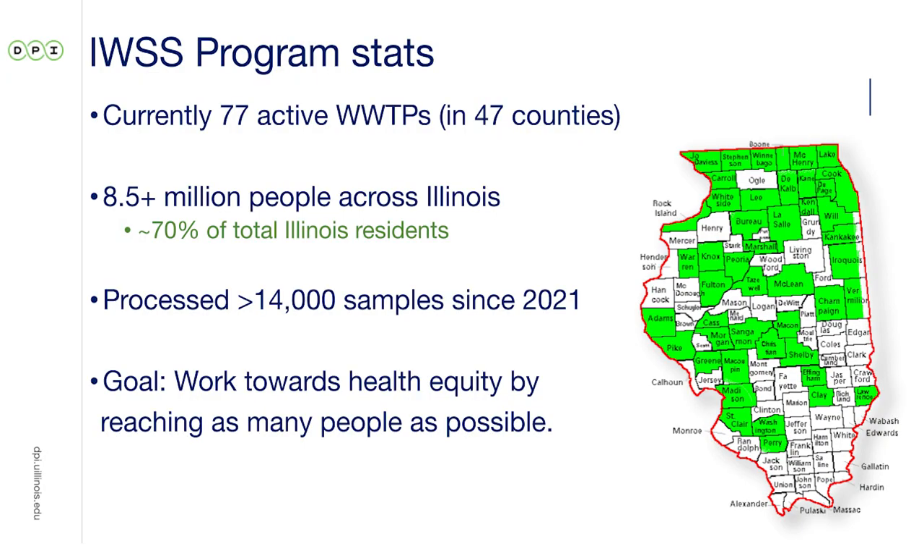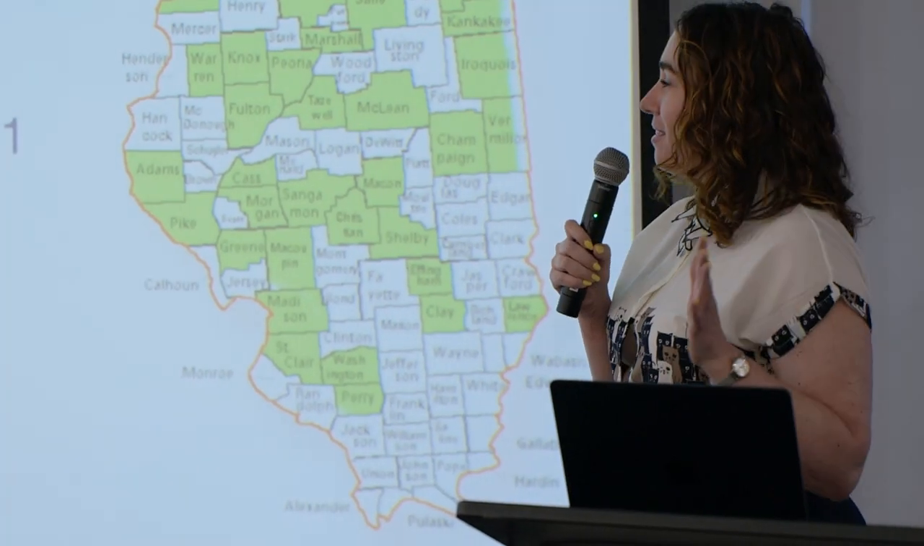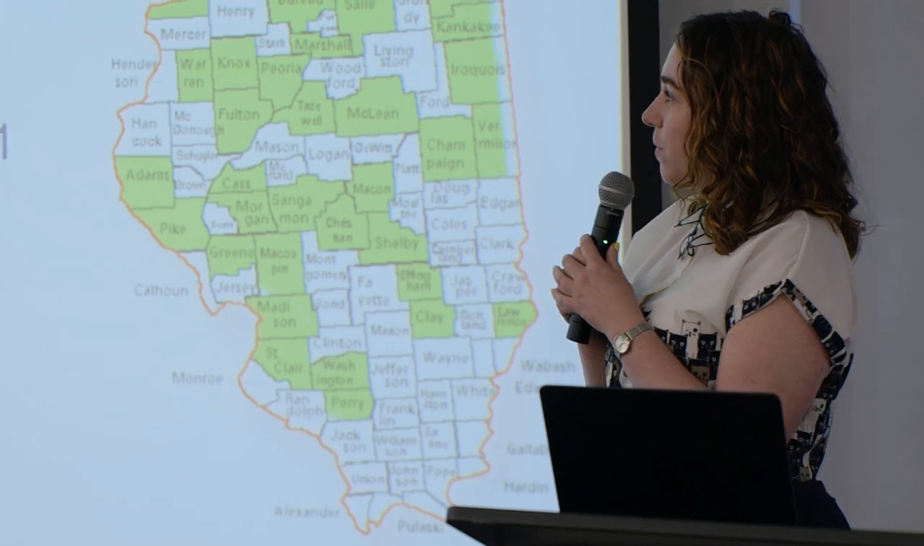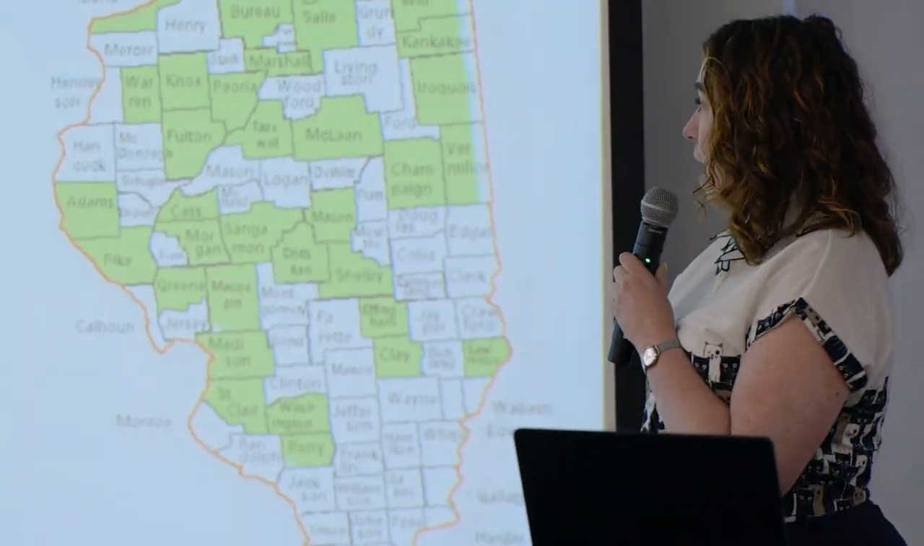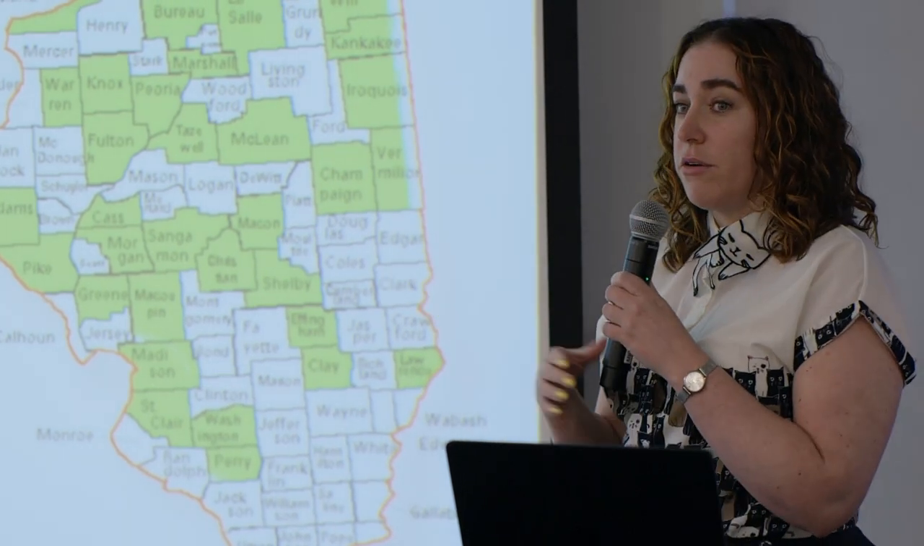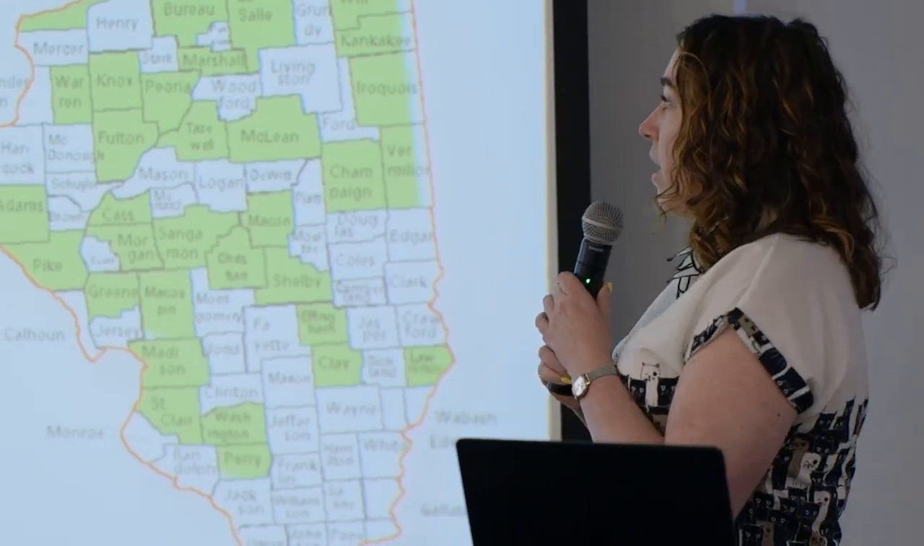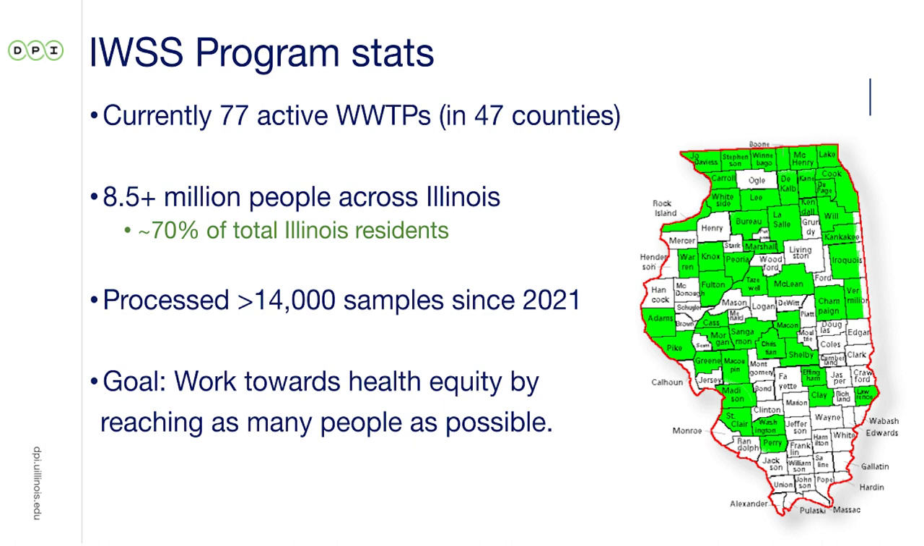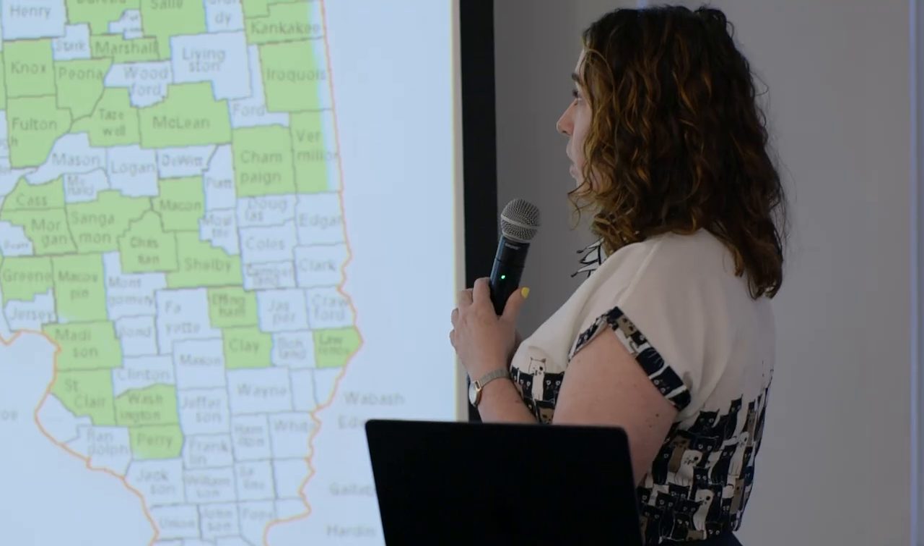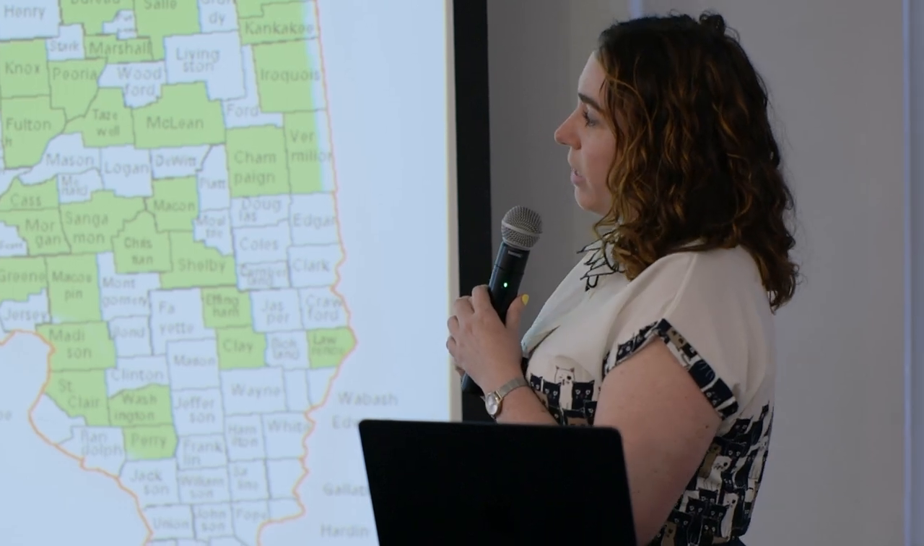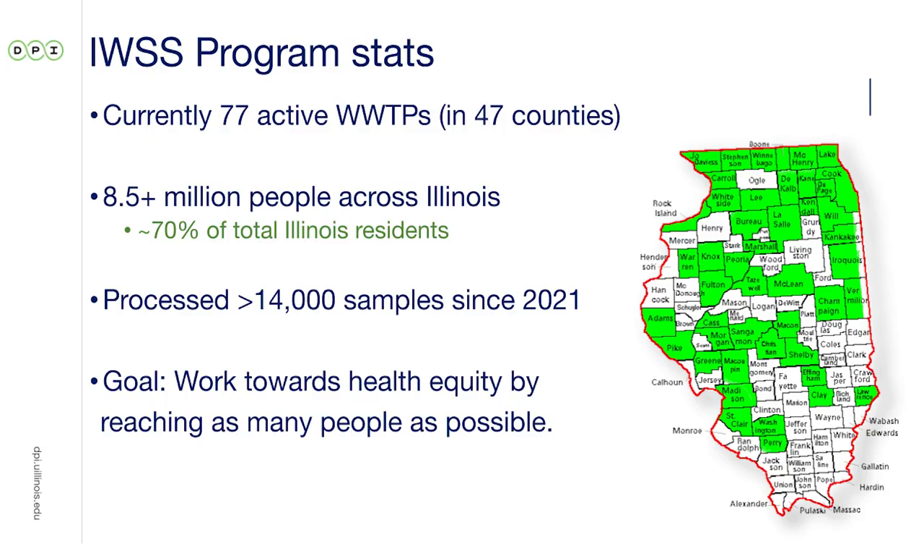Please change the slide. So as I mentioned, our program is comprised of approximately, because it changes all the time, 77 active wastewater treatment plants across 47 counties in Illinois. You can see in the map in green are all the counties that are represented by our program. This includes a little bit more than 8.5 million people in Illinois, which equates to about 70% of the total population.